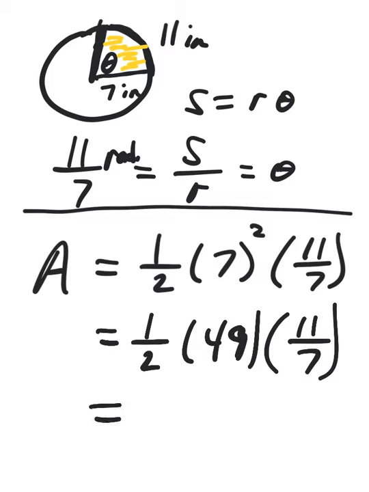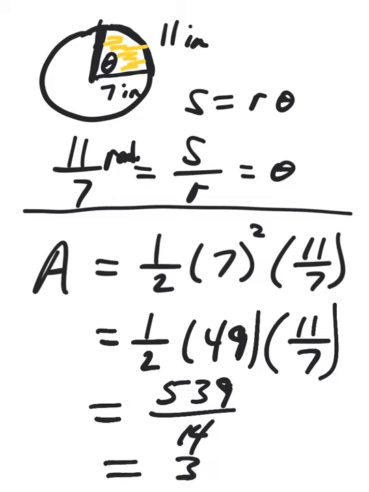All right, let's multiply 49 times 11. I get 539. The denominator is 2 and 7, that's 14. So if we take 539 divided by 14, that gives us 38.5. Our measurements are in inches, so the area is 38.5 square inches.